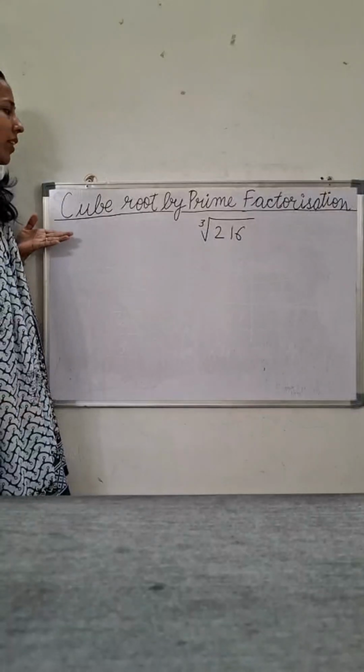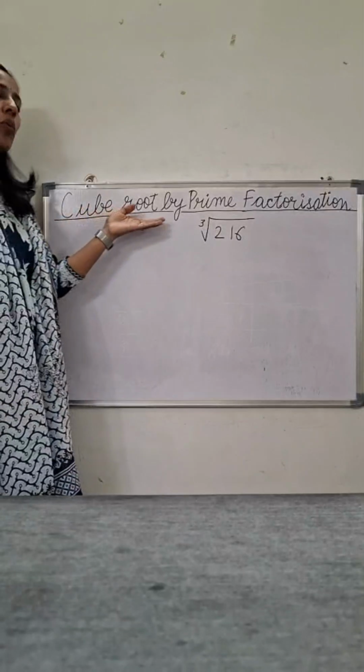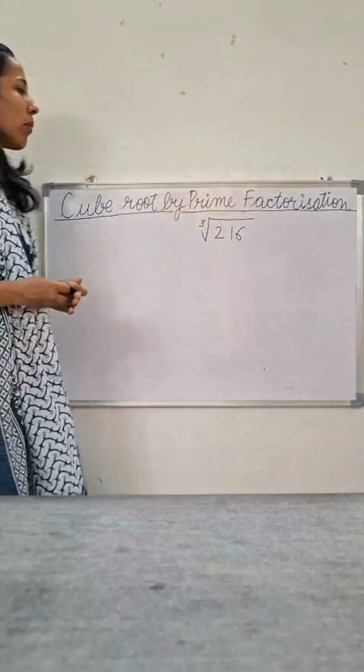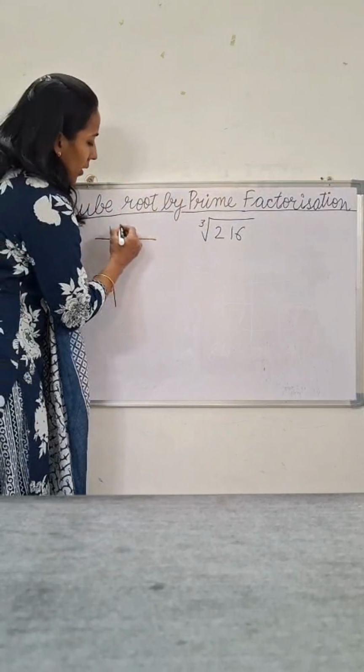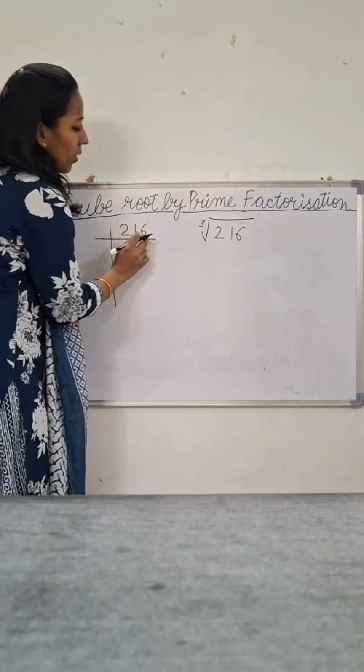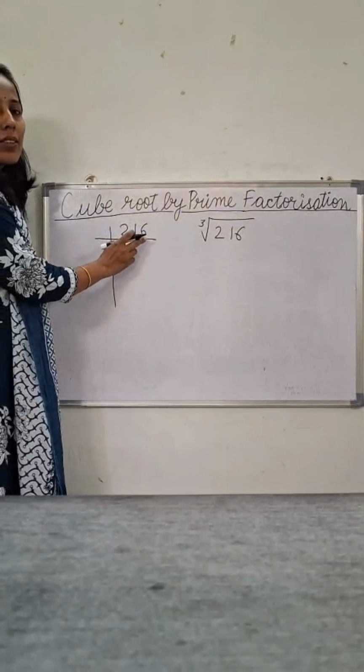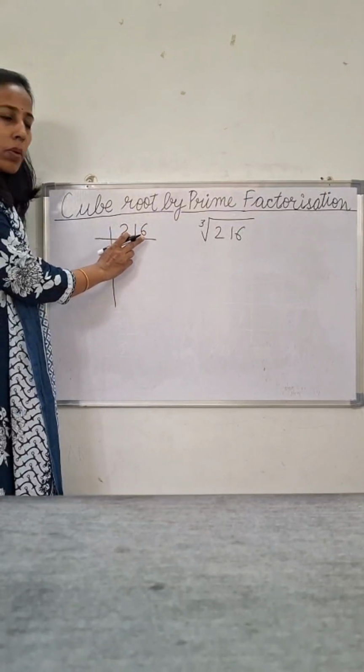Hello everyone, let's calculate cube root by prime factorization method. Here is the number 216. What will we see? This is an even number, so it is divisible by 2.